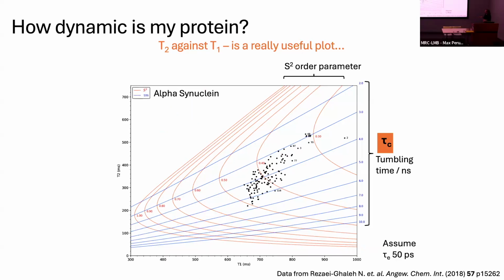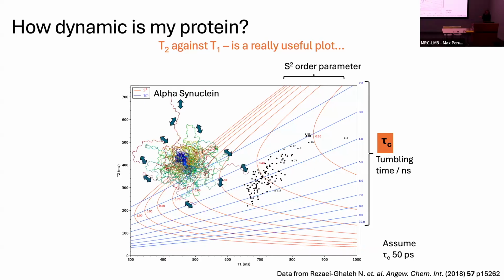And what's really interesting, if you look at the same kind of data but for an IDP, so this is alpha-synuclein data, you don't have that dense packing of your T1, T2 data. It's all spread out. Your data has got a much lower order parameter, and you don't have one single correlation time. And that's because it's flopping around and also tumbling at the same time. So I think that's a really interesting way of having a very visual analysis of the dynamic properties of your protein.